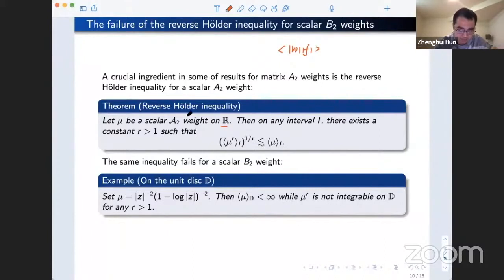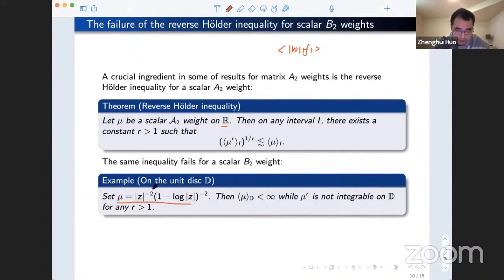Unfortunately, this inequality does not hold true for the B2 weight. And here I provide an example on the unit disk. If you look at this example right here, the weight I provide has a singularity at the origin.